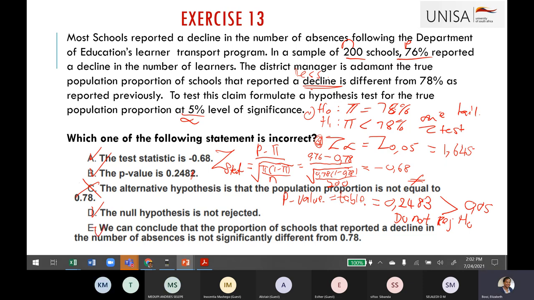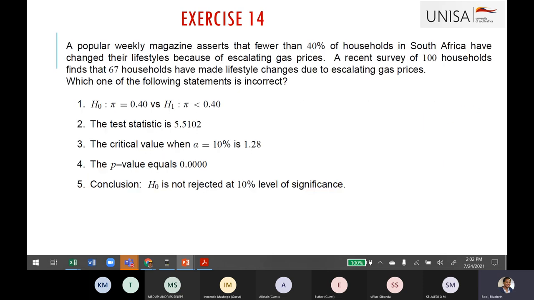We can conclude that it's not significantly different from 78 because we're not rejecting it. And that's how you answer the hypothesis questions. Quick and easy. As long as you know your 6 steps of hypothesis testing, you should be able to answer the hypothesis questions. For example, if you come here already, all these are the 6 steps of hypothesis testing.